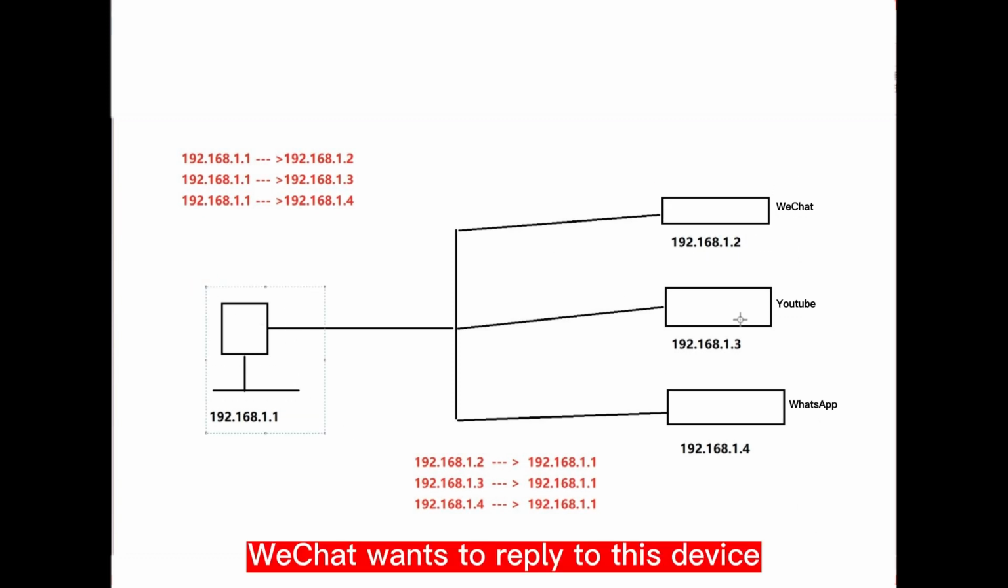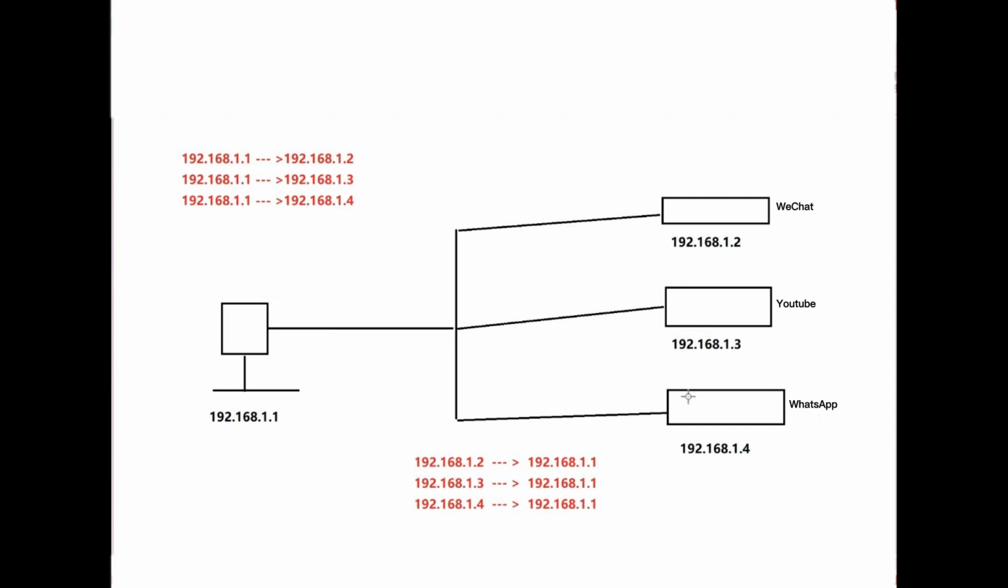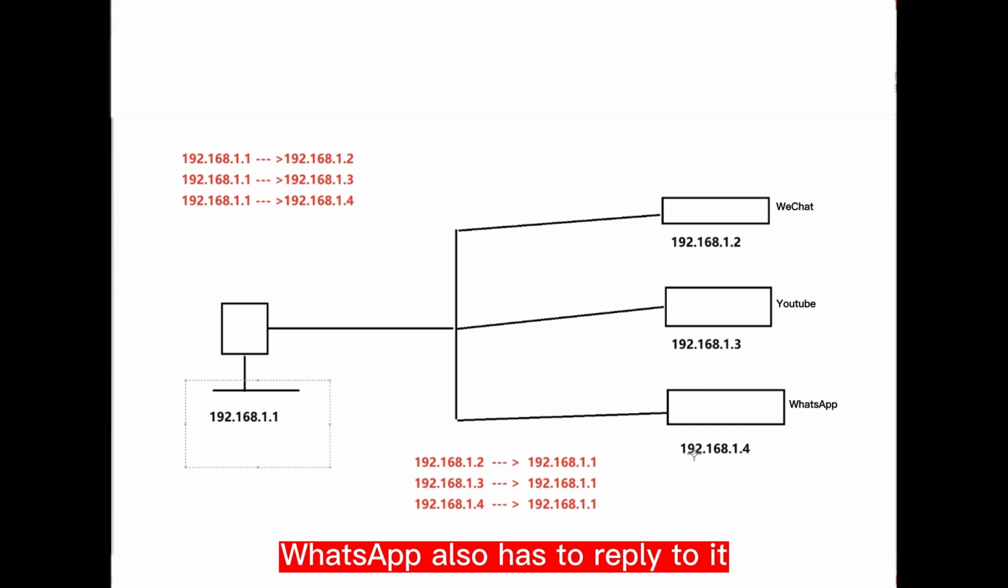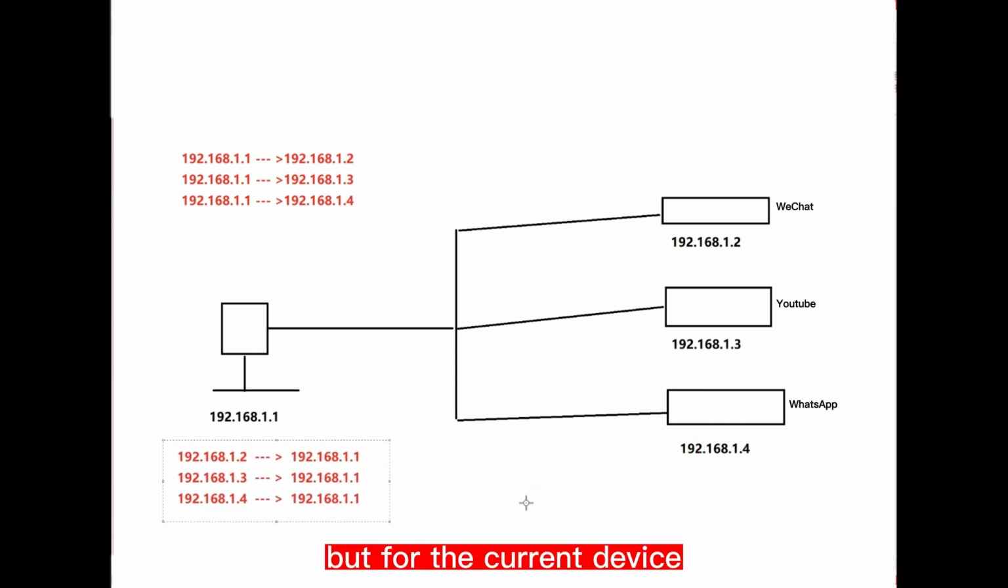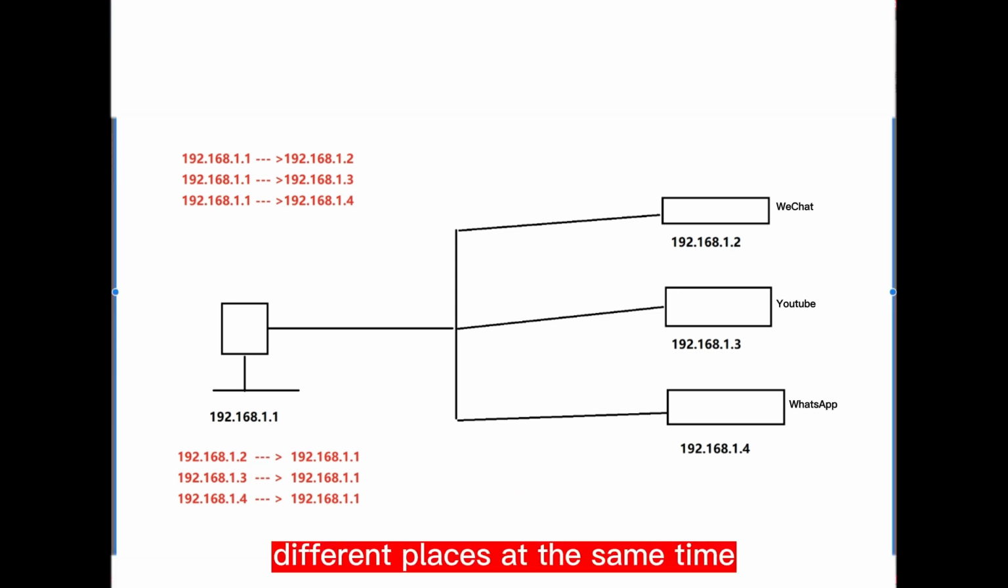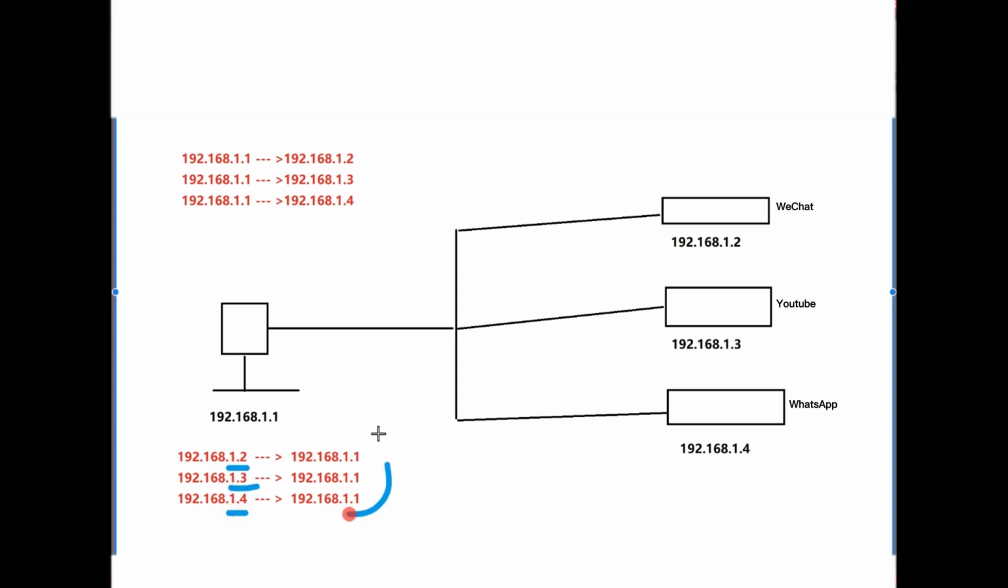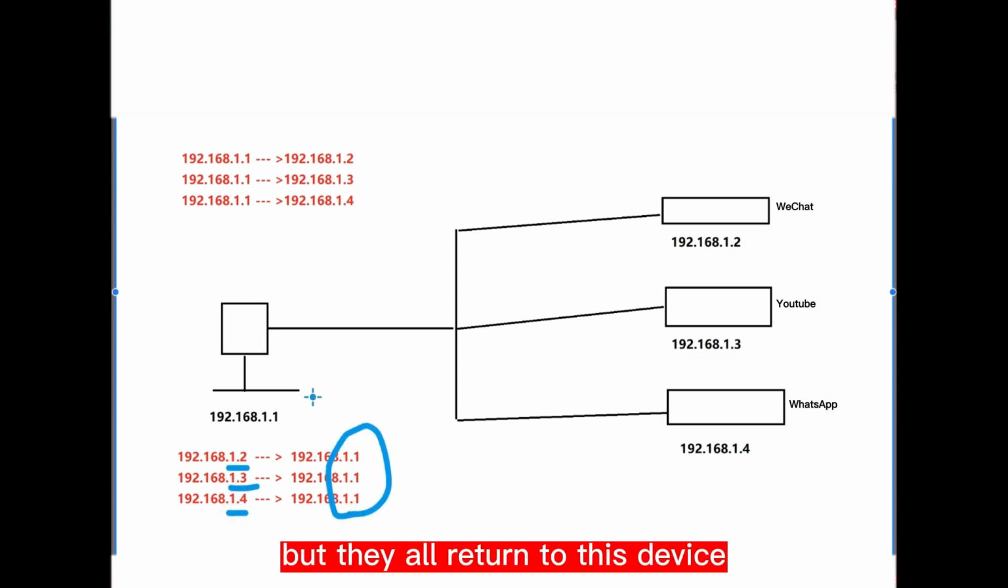WeChat wants to reply to this device. YouTube has to give it a reply too. WhatsApp also has to reply to it. Now the data is back. But the current device received data from 3 different places at the same time. They are all different servers, but they all return to this device.